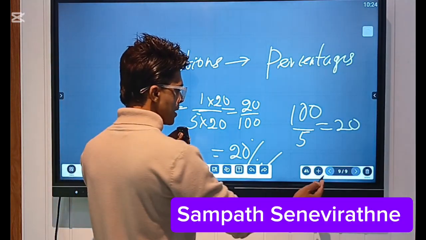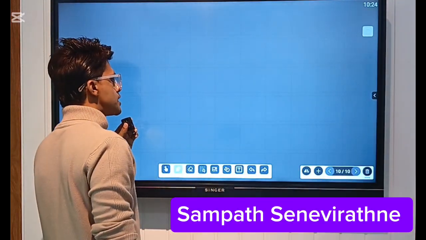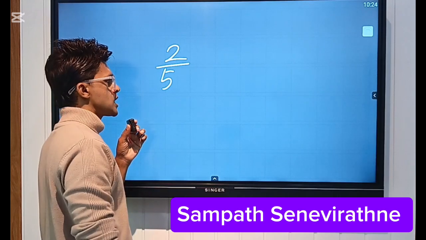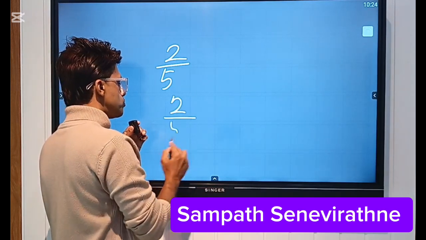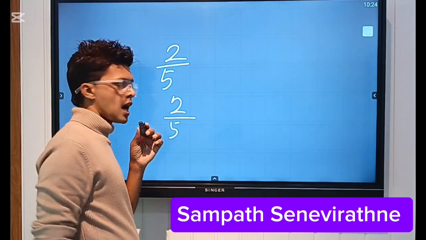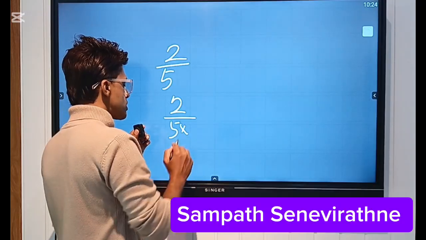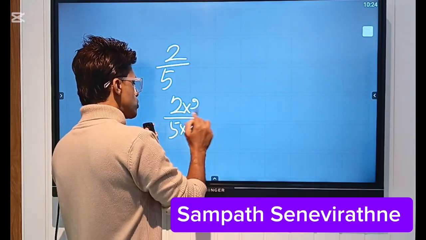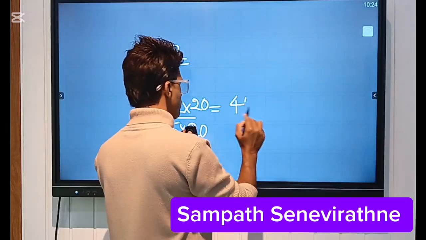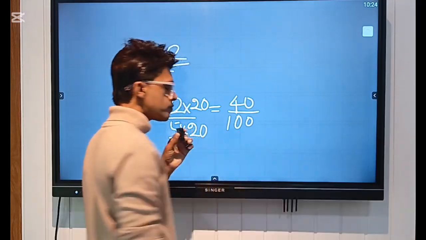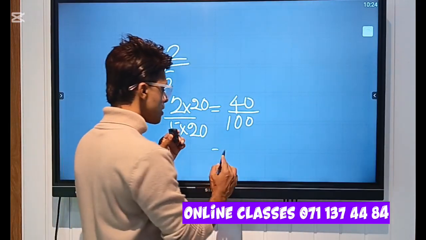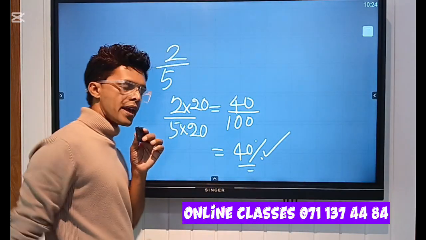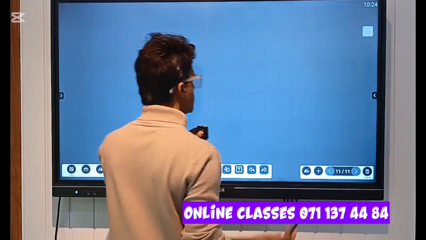So a fraction can be written as a percentage. How do you write this fraction as a percentage? To get denominator 100, multiply by 20 here. 5 times 20 is 100, and 2 times 20 is 40. So 40 over 100 equals 40%.